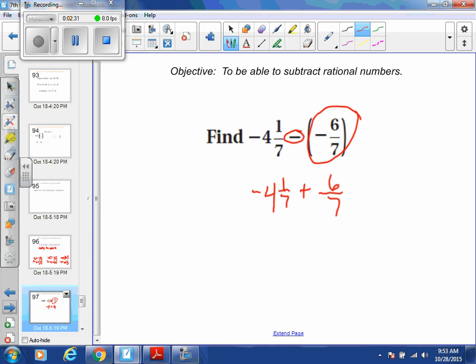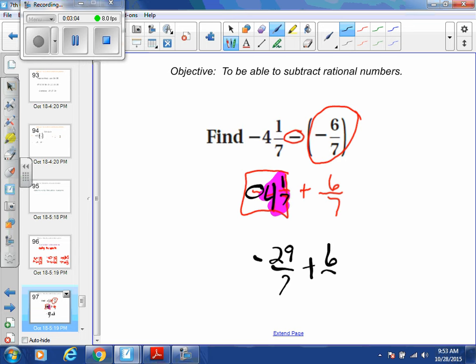Okay, now when I am adding or subtracting rational numbers, especially fractions, I like to change those numbers that are mixed numbers into improper fractions. So to do that, we look at the mixed number, and we take our whole number times our denominator 7. So 4 times 7 is 28, plus the numerator is 29. So 29 sevenths, and the whole thing is negative. So we have negative 29 sevenths plus 6 sevenths.